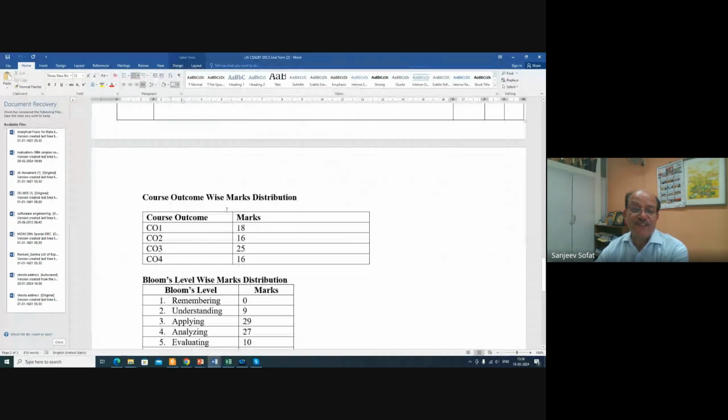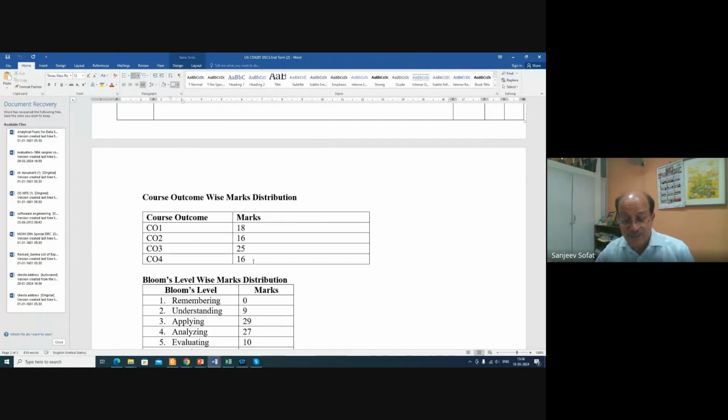Then this is what we say the course outcome wise marks distribution. We say it's a balanced question paper which has to be there. So corresponding to this particular course outcome, CO1 is 18 marks, CO2 is 16, CO3 is 25 and CO4 is 16. So this is how I see whether my question paper is balanced or not. First thing I would like to see is whether my question paper is complete. The moment I want to see that, I see all the levels, CO1, 2, 3, 4, whether this many number of marks has been defined for them or not.